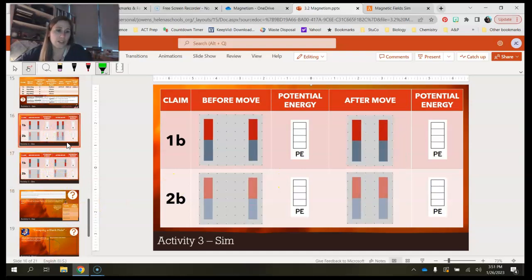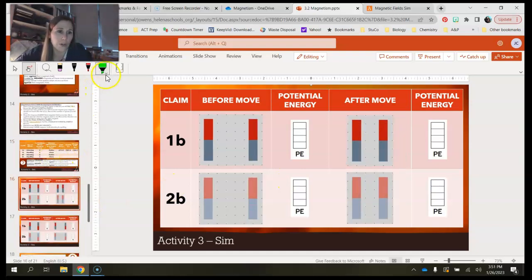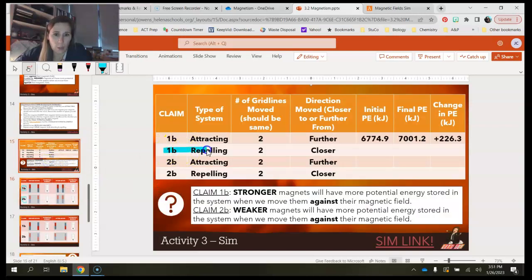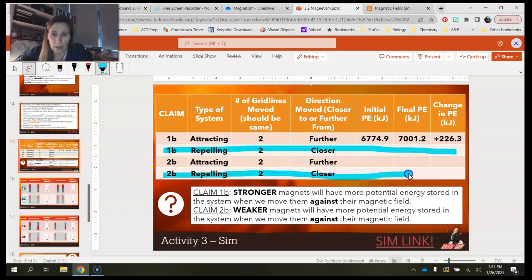So you have these 2 pages of modeling. I'm just going to do a quick color code for you guys so you know where you're getting your data. My first set is going to be 1B and 2B. So I'm going to go up here and say, all right, 1B is repelling. 2B is also repelling. Okay, but those are going to be your strong magnets here versus your weak magnets here.